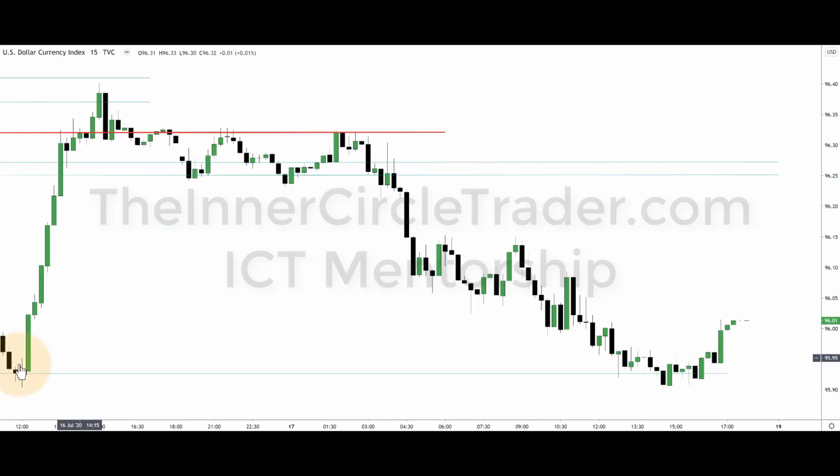All right, you can see the reaction here below the rejection block, and really there isn't any kind of imbalance that needs to be sorted out until we get up to here. We have this SIBI, sell side imbalance, buy side inefficiency, relative equal highs. So that's what I'm saying.